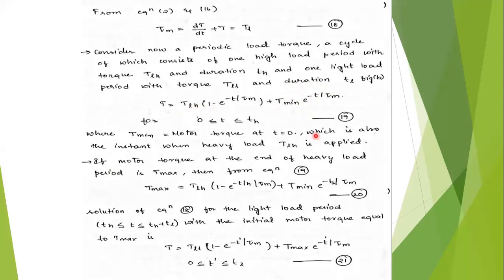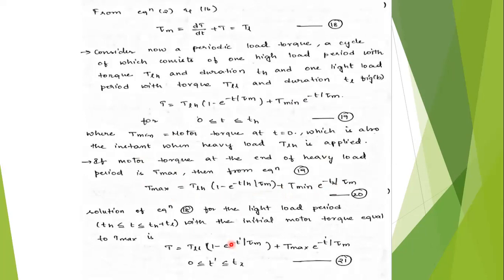Next, consider the motor torque at the end of the heavy load period, meaning the heavy load period is running and is about to exit. At that time the torque will be more, because if you decrease the load, torque will be more. That torque is termed as maximum torque. So T maximum from this equation will be TL(H) (1 minus e power minus T by tau m) plus T minimum e power minus T by tau m. At the place of T, you have to put TH.